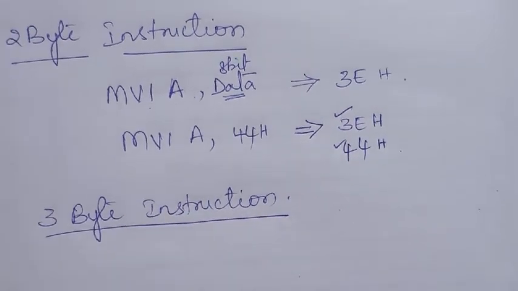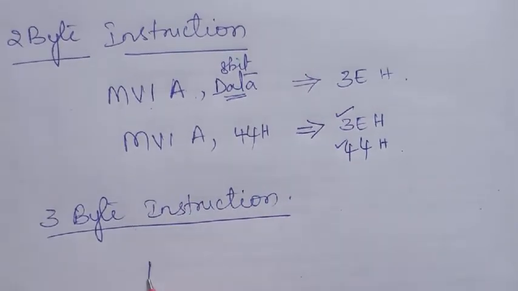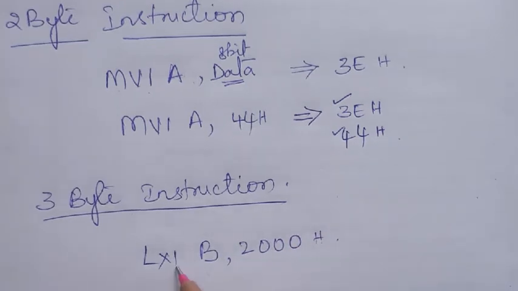Okay, 3-byte instruction. For example, take load immediate B with 2000H. Whenever there is immediate, it means the data is present in the instruction. It is immediate addressing. The data which is to be moved to this particular destination is present in the instruction.